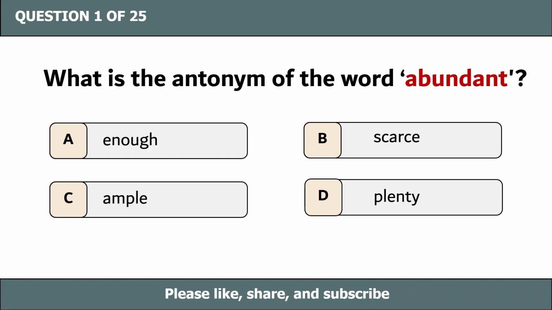Question 1. What is the antonym of the word abundant? The correct option is B. Scarce.